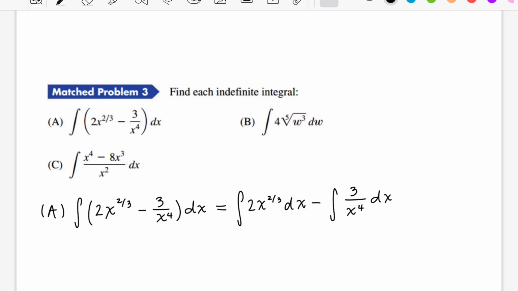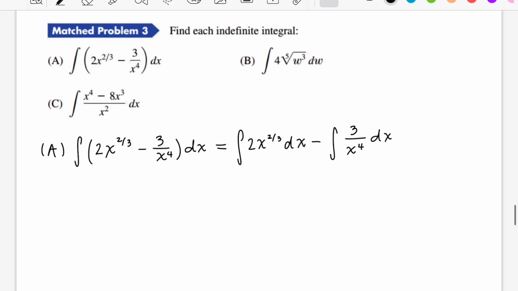All right, and then what we can do is pull these constants out and rewrite these guys a little bit. So I'm pulling out this 2 here, so we're just going to look at the integral of x to the 2/3 minus, so what I'll do is I'll pull this 3 out, but I'm also going to rewrite this, because this will become 1 over x to the 4th, but I'm just going to rewrite this with negative exponents. So we're looking at the integral of x to the negative 4 dx.